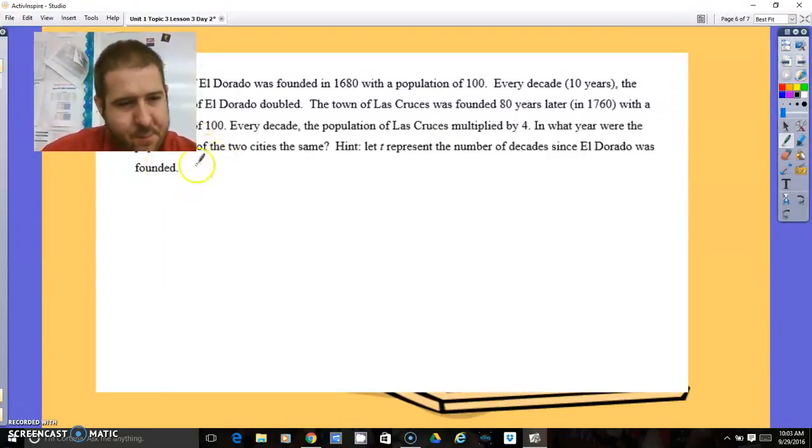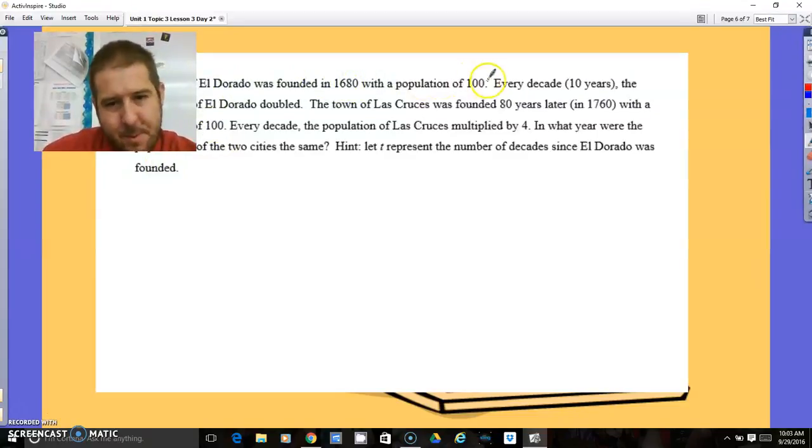So, 4th one, a town in El Dorado was founded in 1680 with a population of 100. Every decade, ooh, got to keep that in mind. The population of El Dorado doubled. The town of La Cruces was founded 80 years later in 1760 with a population of 100. Every decade, the population of La Cruces multiplied by 4. Okay. In what year were the population of 2 cities exactly the same?